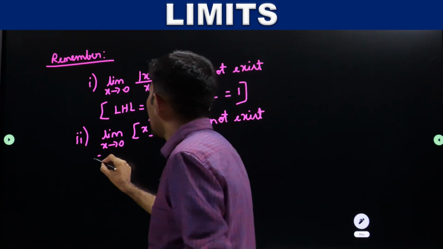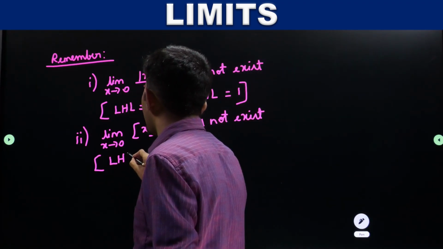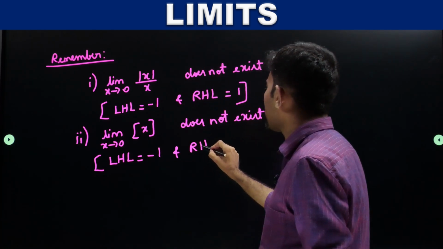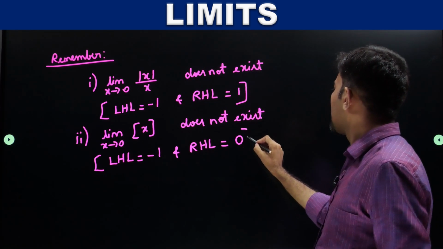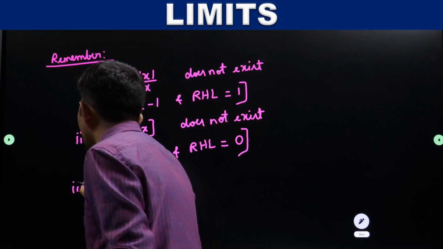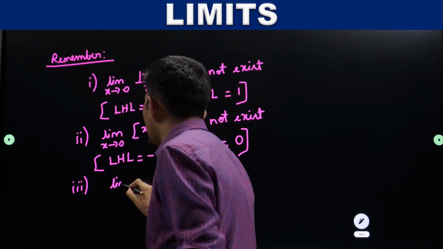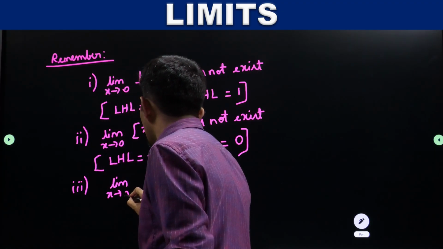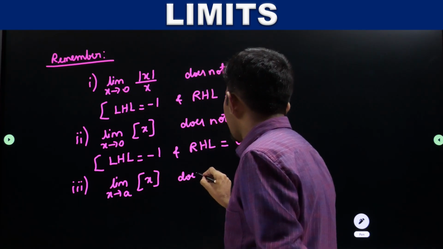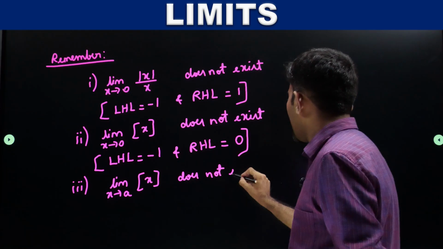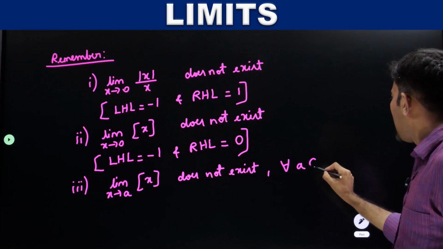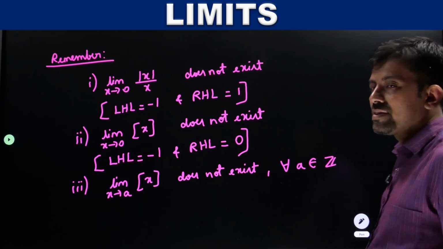Here if you calculate the left hand limit, x tends to 0 minus, that will be minus 1, and the right hand limit, x tends to 0 plus, is going to be equal to 0. Left hand limit is minus 1 and right hand limit is 0. Limit x tends to any integer value, say a, of the greatest integer function does not exist if a is an integer. Does not exist for all a belongs to Z, integer.